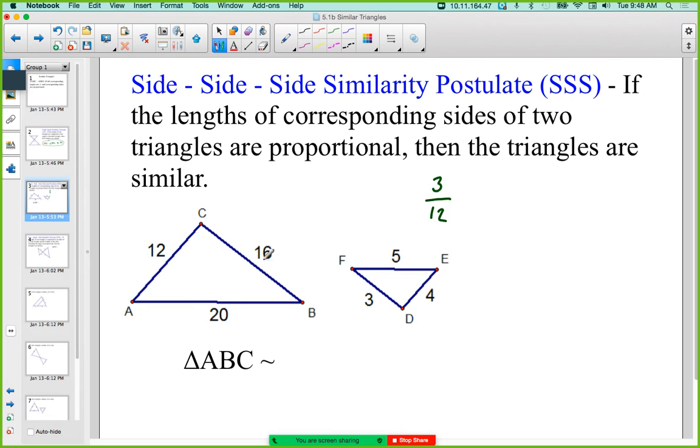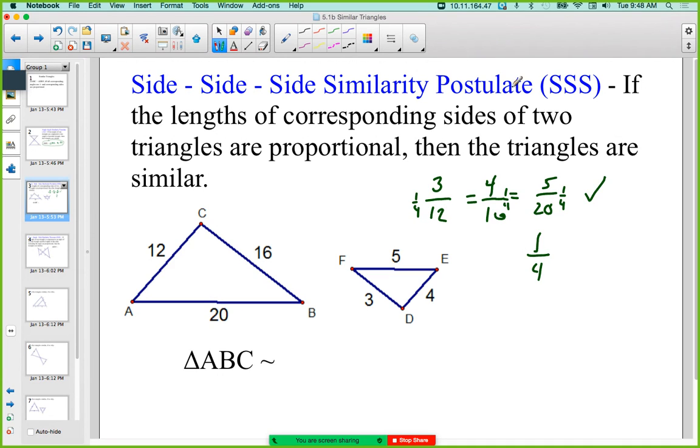Let's go to the next one. Let's go to our medium length here, which is 16, and the middle length over here is 4. So small to big would be 4 to 16. Now again, if we can use side, side, side, all 3 of these that we write down should be equal. We go to the biggest side in our small triangle, 5, and the biggest in our big is 20. So 5 to 20. Now, let's reduce all our fractions. 3/12 is 1/4. 4/16 is 1/4. 5/20 is 1/4. They're proportionate because they all equal 1/4.